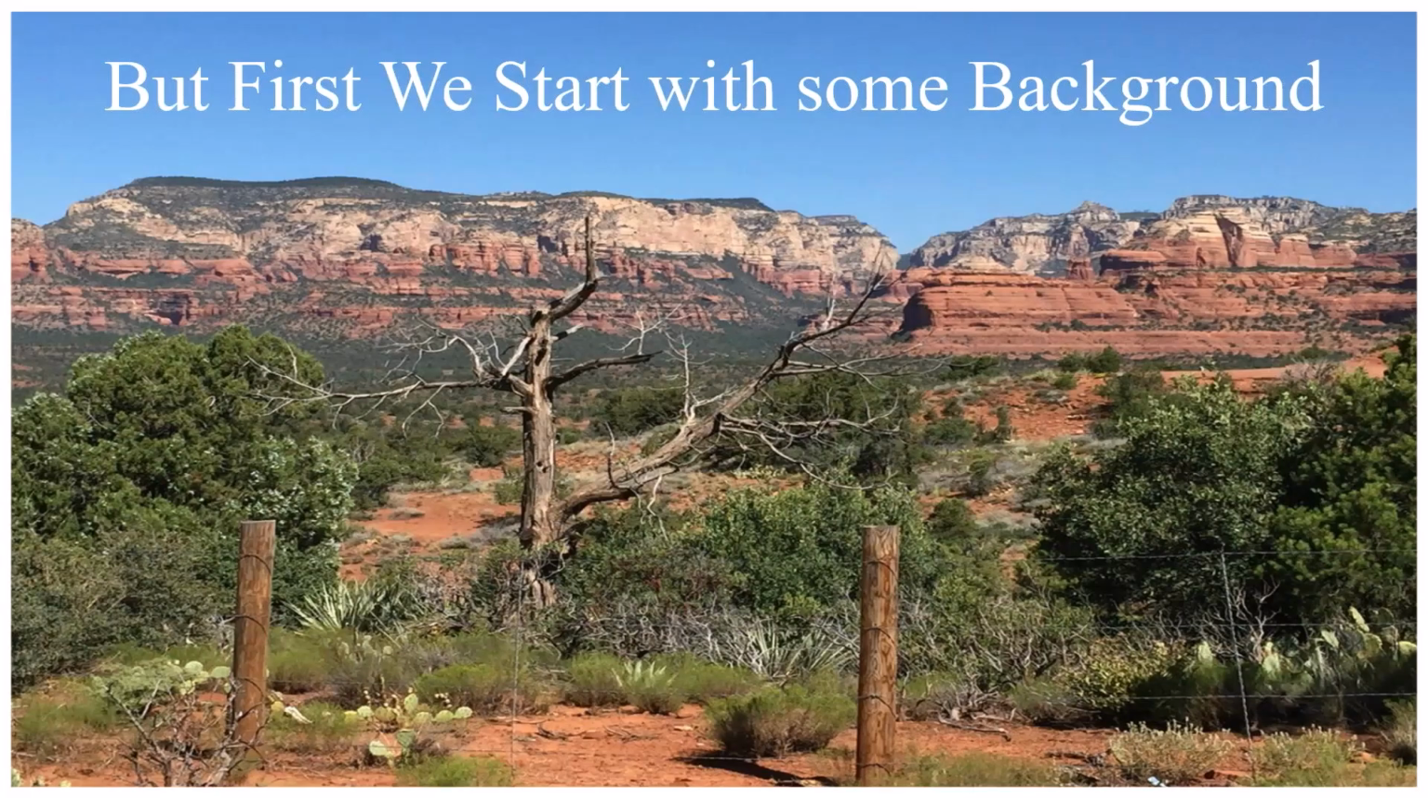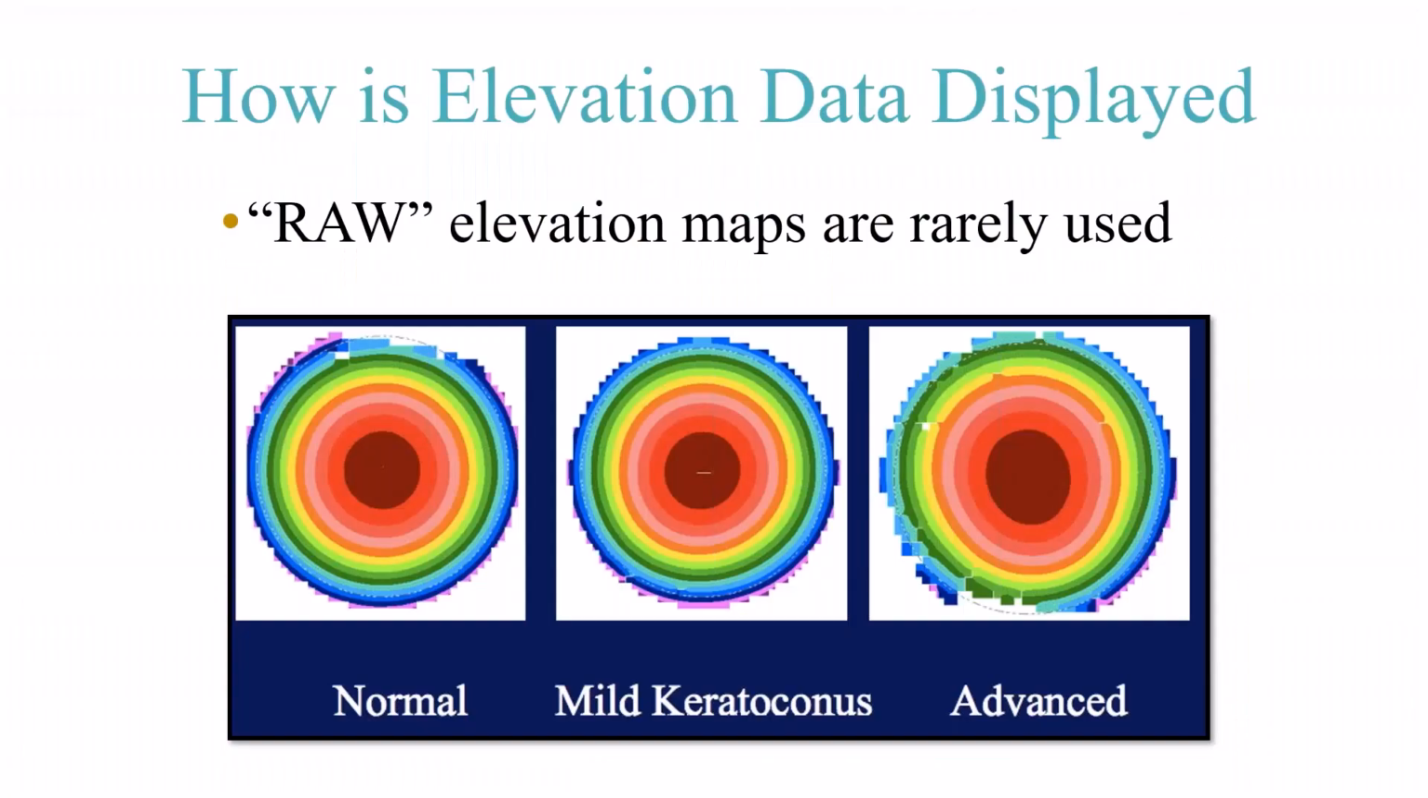But we're going to start off with some background, as I always do. The first thing we should understand is when we look at maps, we call them elevation maps. And we say this is the anterior elevation, posterior elevation. We're actually never really looking at true elevation maps. This is what a true elevation map would look like. The one on the left is a normal eye, the one in the center is mild keratoconus, and the one on the right is advanced keratoconus.